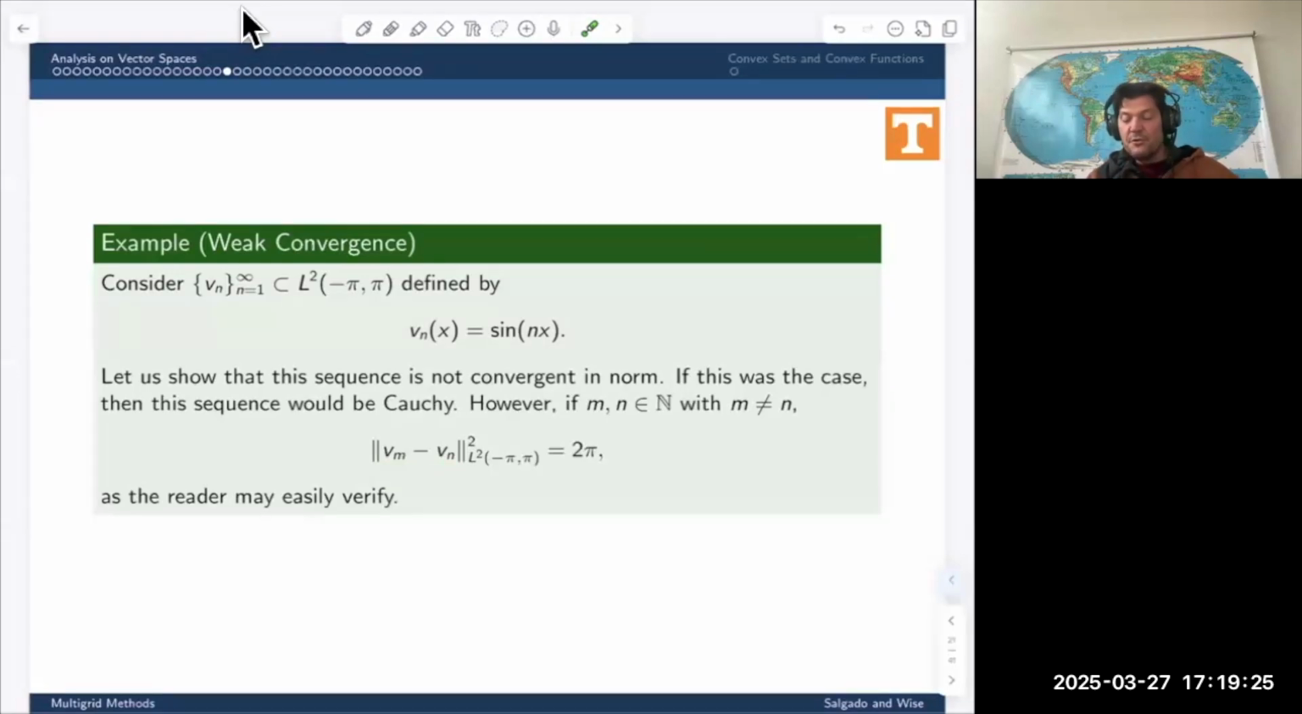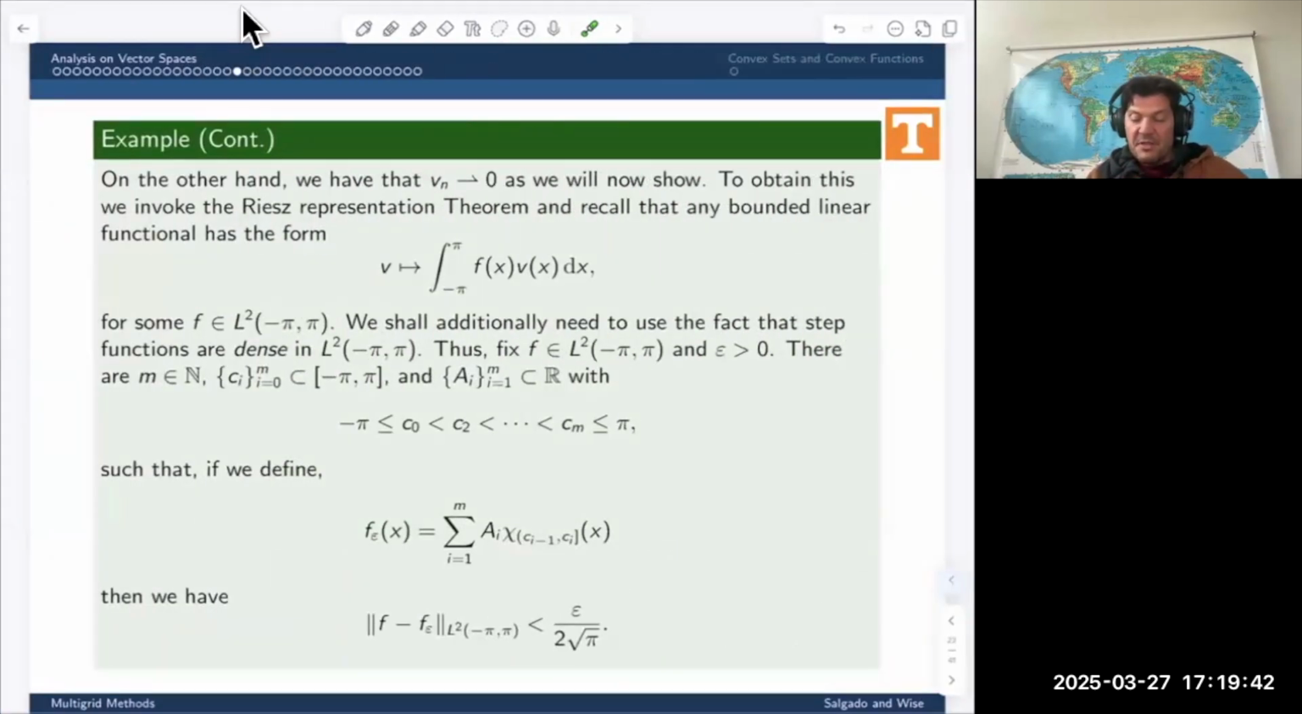And the reason that's true is because I'm in a Hilbert space. So if it were Cauchy, it would converge. If it's not Cauchy, then it definitely doesn't converge, because Cauchy and convergence are equivalent in a Hilbert space. But this sequence does converge weakly, as we're about to show. So we're going to show that Vn converges weakly to zero, which is a weird thing, because these guys are just oscillating faster and faster. Why is it converging to zero? The reason is because it's converging in some sort of average sense to zero. All the wiggles are kind of getting this function closer to zero.